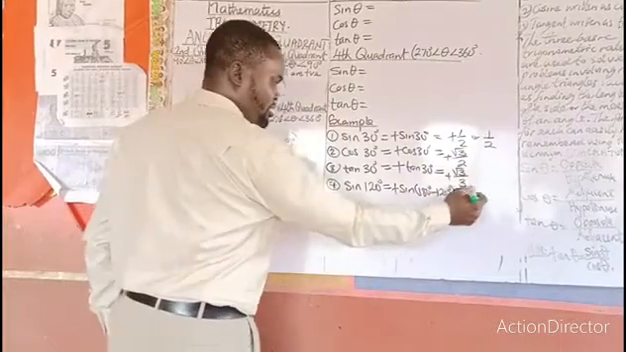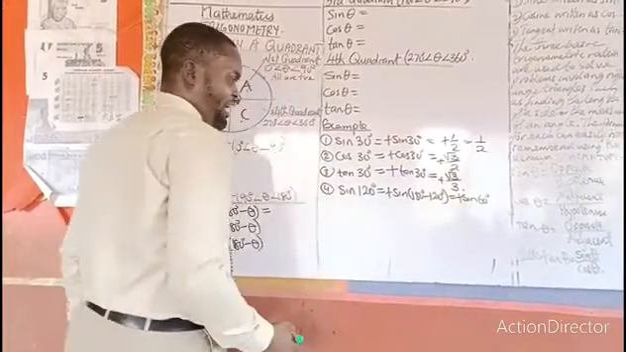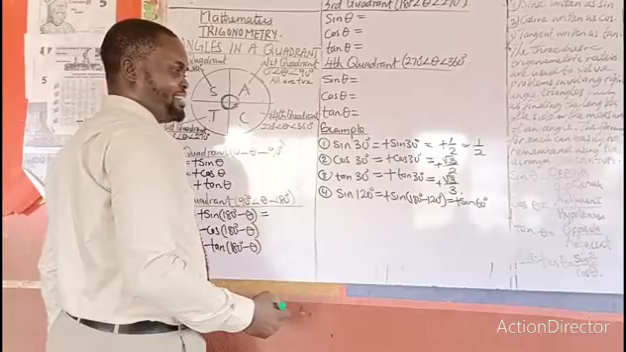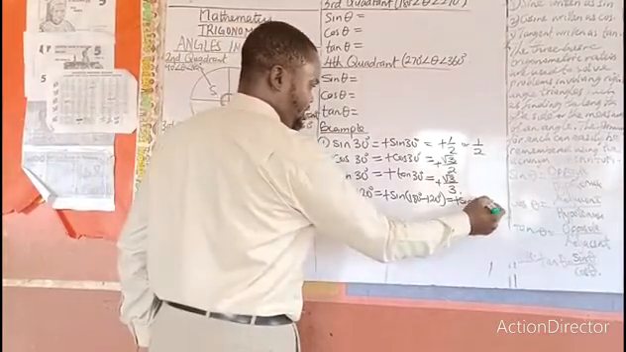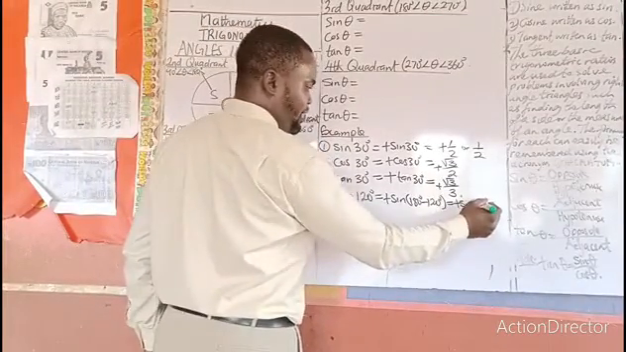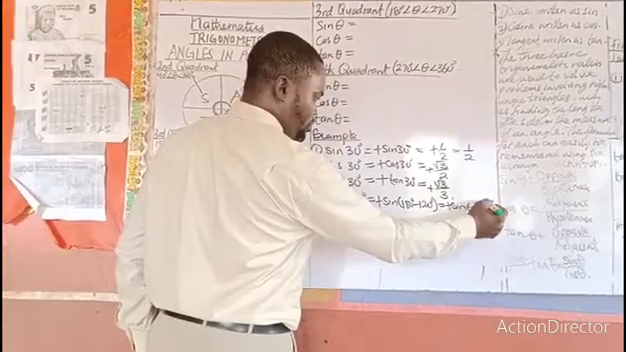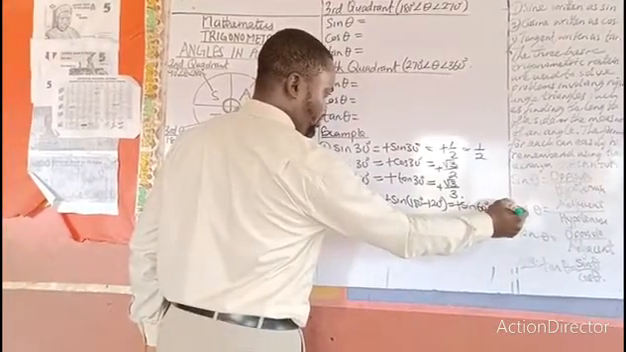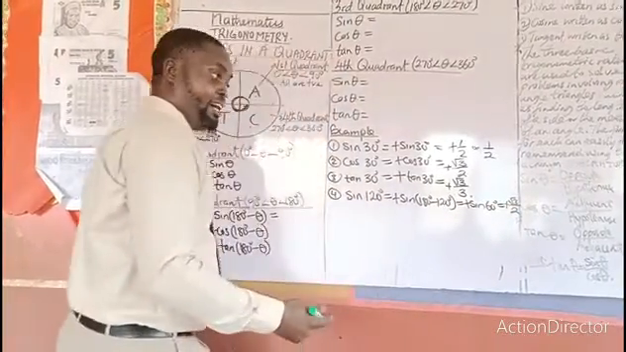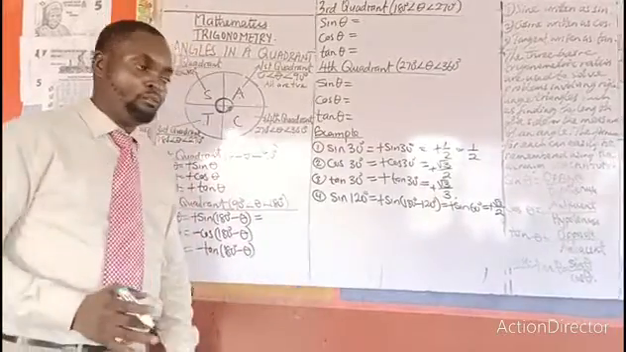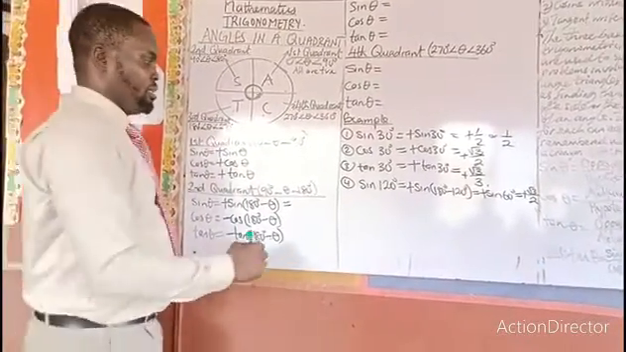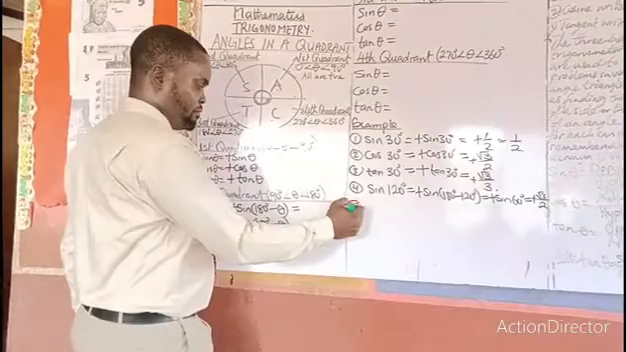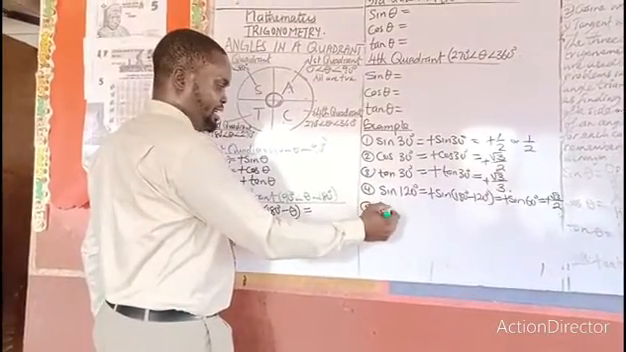180 minus 120 is what? 60 degrees. And what is sine 60 degrees? Root 3 over 2. So I will say that the answer is plus root 3 over 2. Or you simply write root 3 over 2. What if the question was tan?